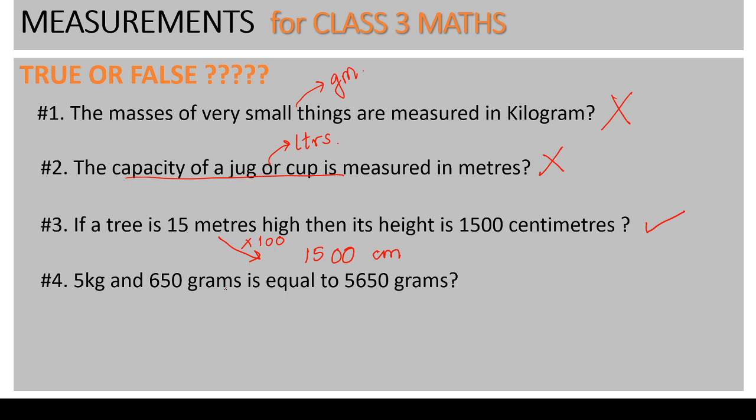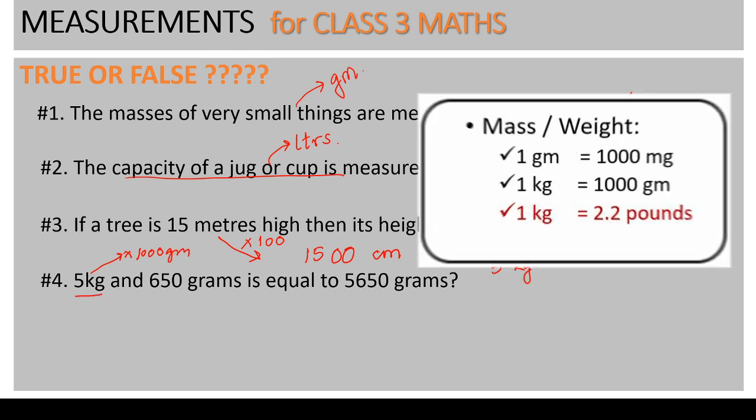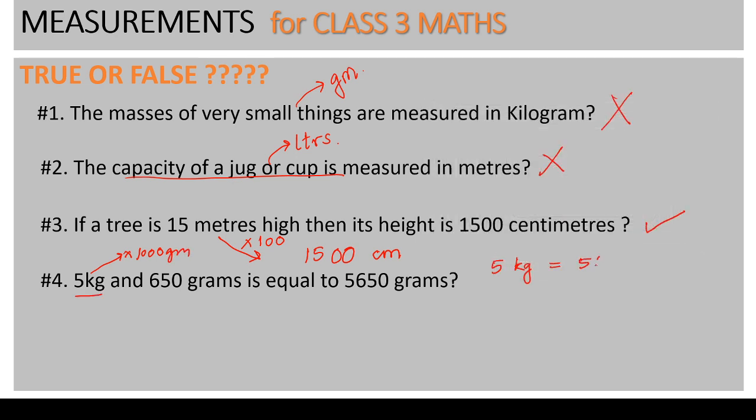Now let's go to our next question, which asks, 5 kg and 650 grams is equal to 5650 grams. Let me bring to you the conversion chart again. Well, as per our conversion, 1 kilogram is nothing but 1000 grams. So 5 kilograms is equal to 5 times 1000, that is 5000 grams. And to that we add 650 grams, which is equal to 5650 grams. So this is the right conversion.